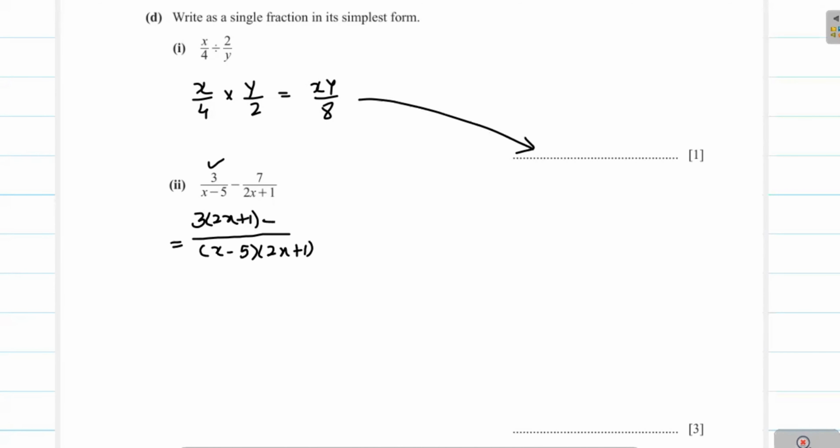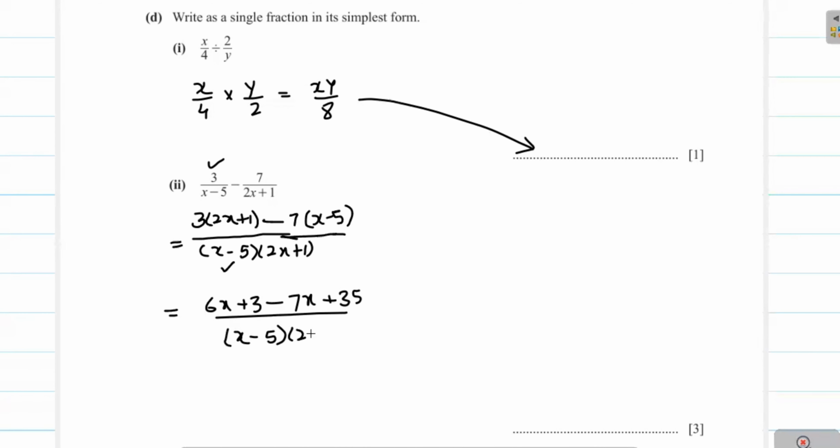And next is the minus, written as it is, 7 is written as it is, into, you see here, the denominator becomes (x minus 5) into (2x plus 1). Therefore, we multiply this x minus 5 with 7. And now we write 7 into (x minus 5). And this value will be equal to 6x plus 3 minus 7x plus 35, over (x minus 5) into (2x plus 1).